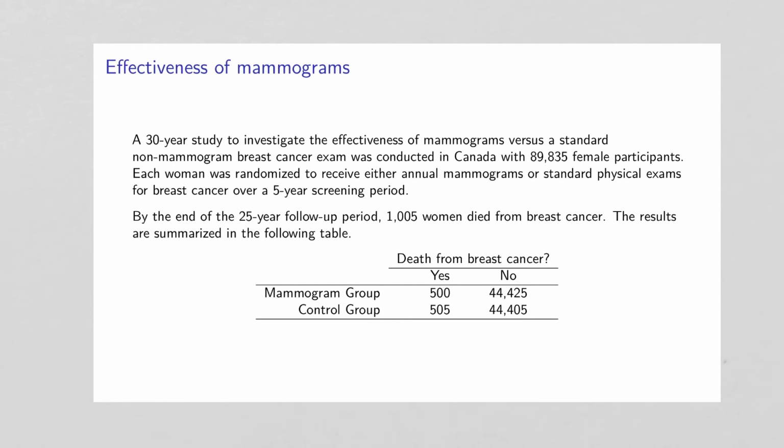So for an example, here, a 30-year study to investigate the effectiveness of mammograms versus a standard non-mammogram breast cancer exam in Canada. Here's your N, pretty big. That's why we can use the approximation to the normal. By the end of the 25-year follow-up period, 1,005 women died from breast cancer. The results are here.